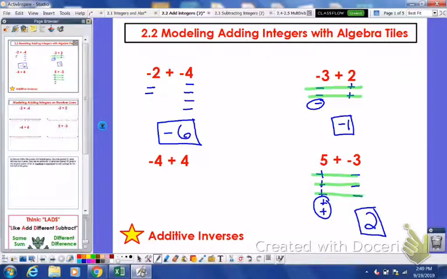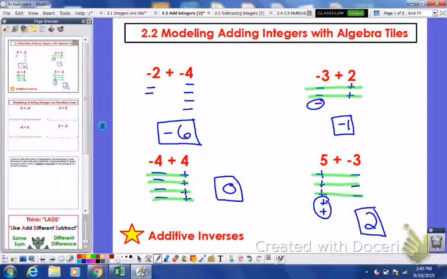And our last example on this slide. 1, 2, 3, 4 negatives versus 1, 2, 3, 4 positives. Match them up. Gone, gone, gone, gone. Again, they add up to 0 when they match up. I have nothing left over, so our answer would be 0.